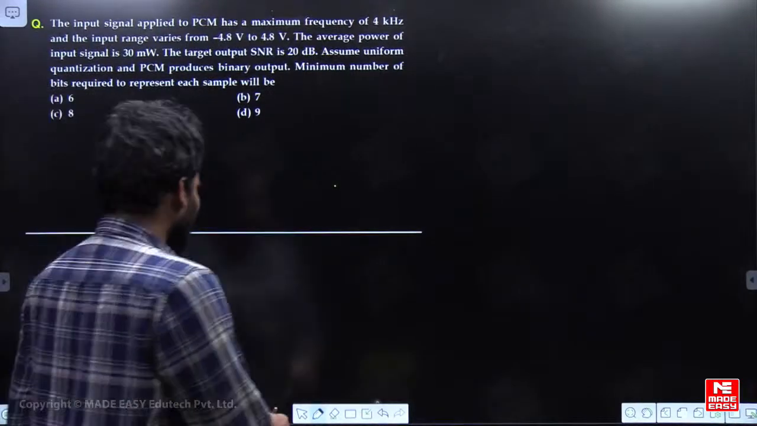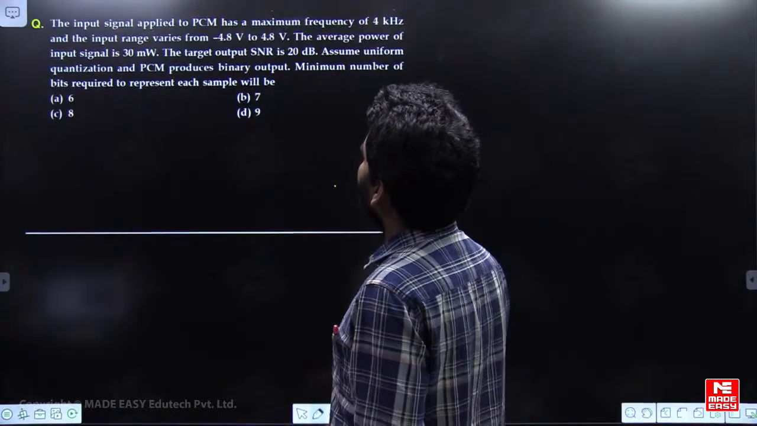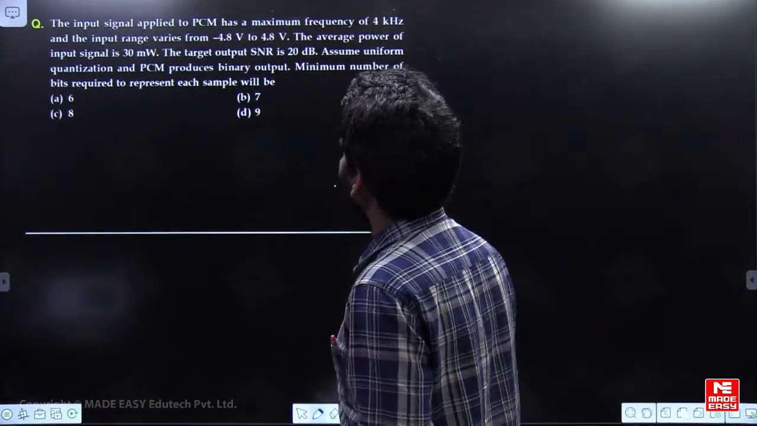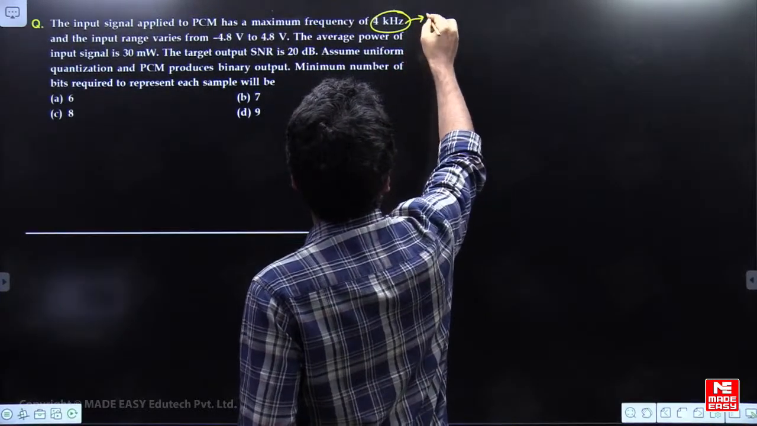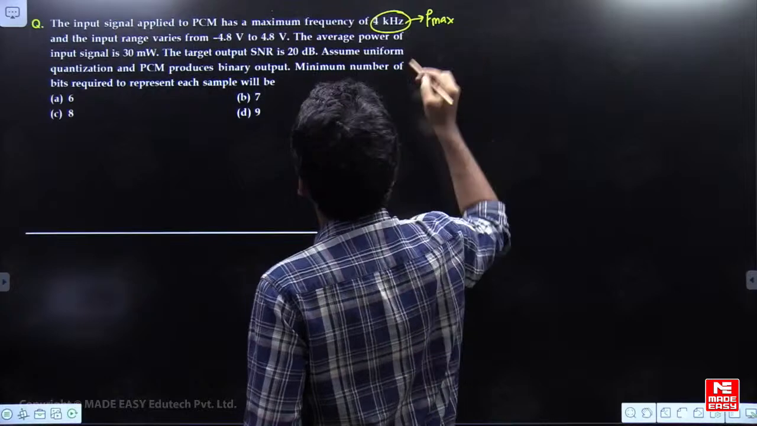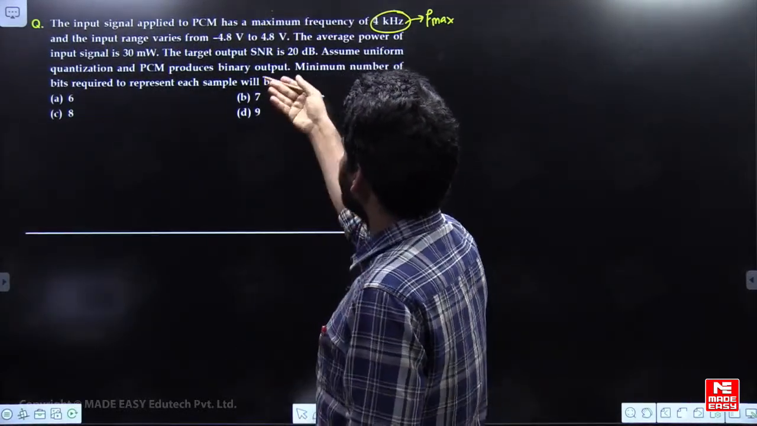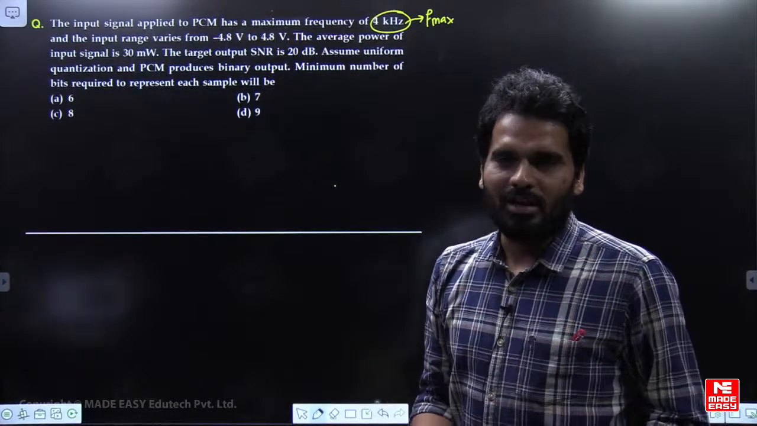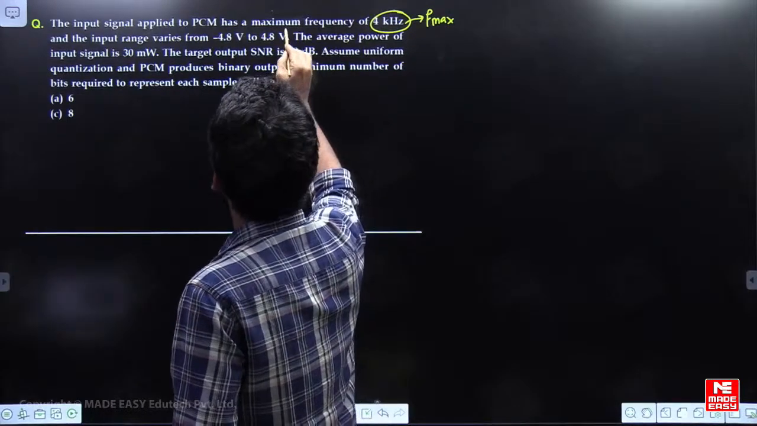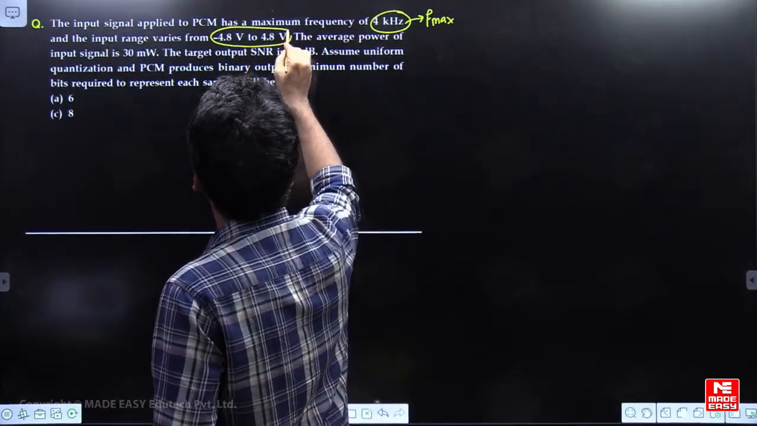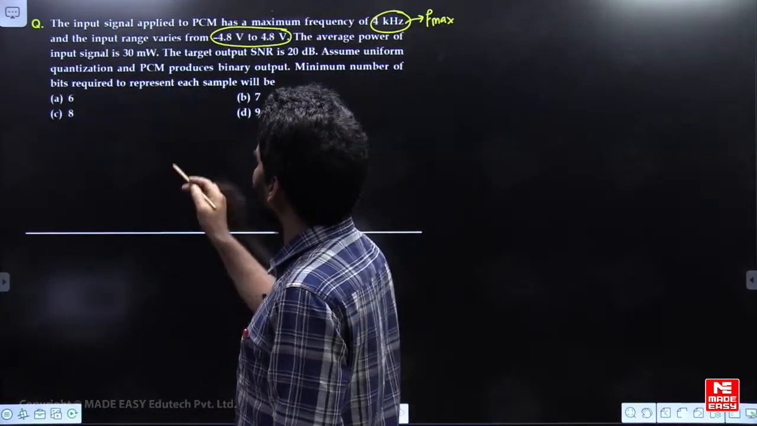Let me read the question for you. The input signal applied to PCM has a maximum frequency of 4 kHz, so the maximum frequency of the message signal I'm denoting with f max. The input range varies from minus 4.8 volts to 4.8 volts, so the amplitude range of the applied signal varies from minus 4.8 volts to 4.8 volts. The average power of the input signal is 30 milliwatts.